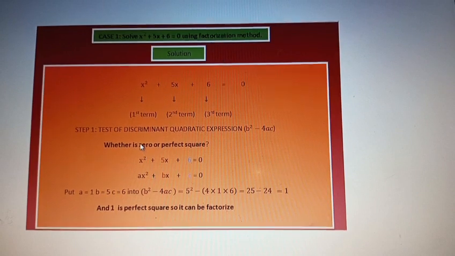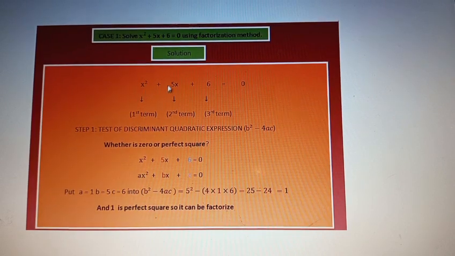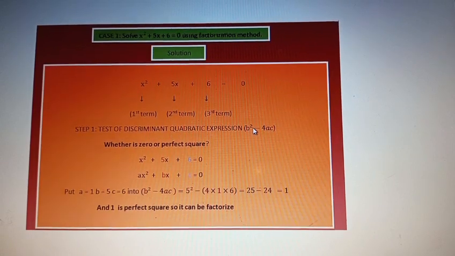Case 1. Solve s squared plus 5s plus 6 equals 0 using factorization method. Solution. s squared is our first term, 5s is our second term, and 6 is our third term, which equals 0. Step 1. Test the discriminant quadratic expression b squared minus 4ac, whether it's 0 or a perfect square, so that we can know whether we have to factorize or to use the other method.